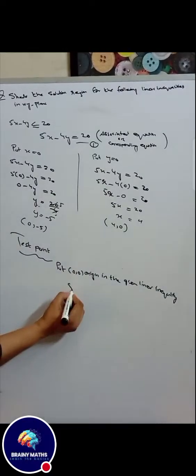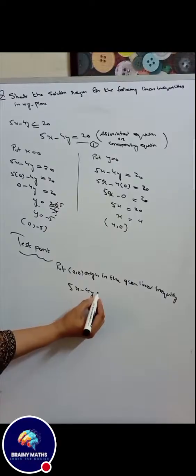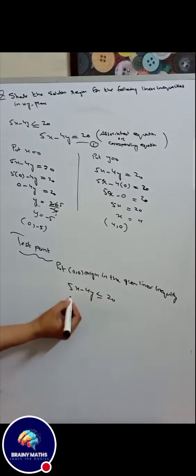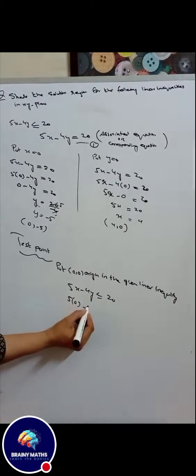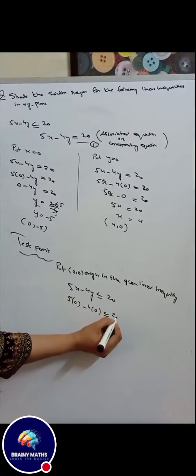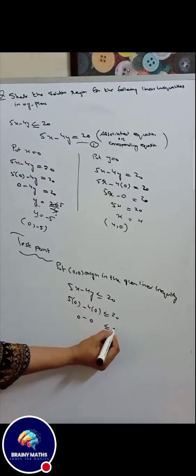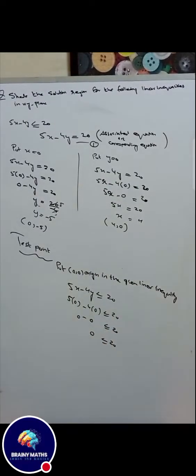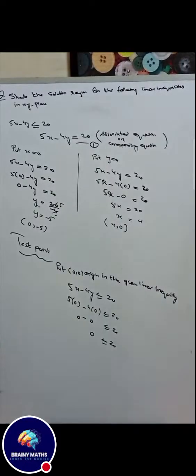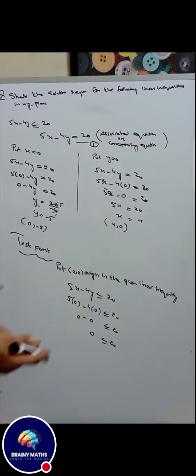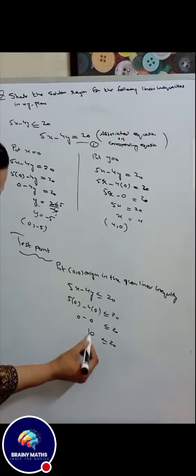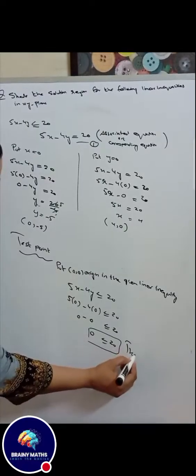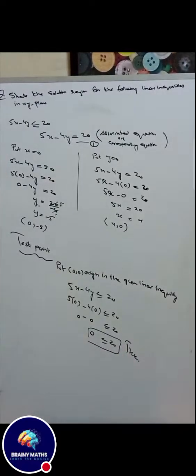So what is it? 5x minus 4y less than or equal to 20. What is 5 times 0 minus 4 times 0 less than or equal to 20? 0 minus 0 less than or equal to 20. 0 less than or equal to 20. Is this true or false? Is 0 less than 20? Just think about it. Yes, it is true. 0 is always less than 20. So this statement is true.